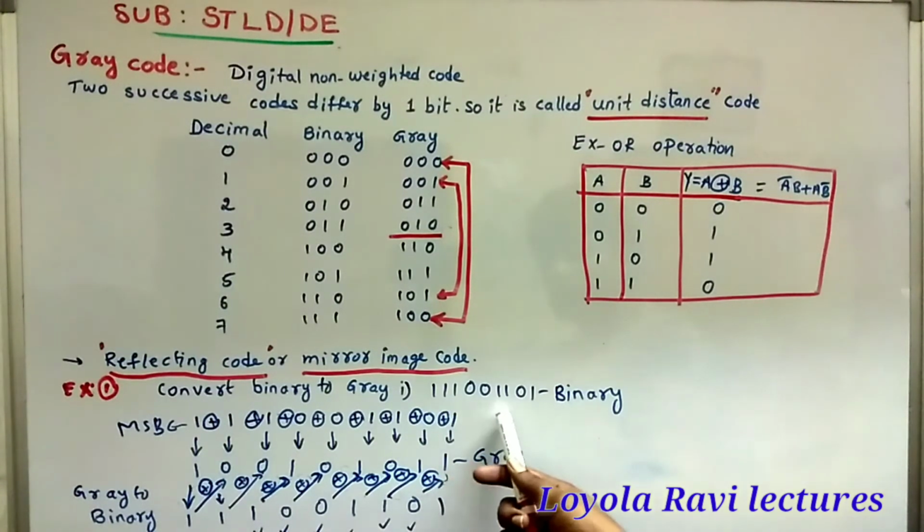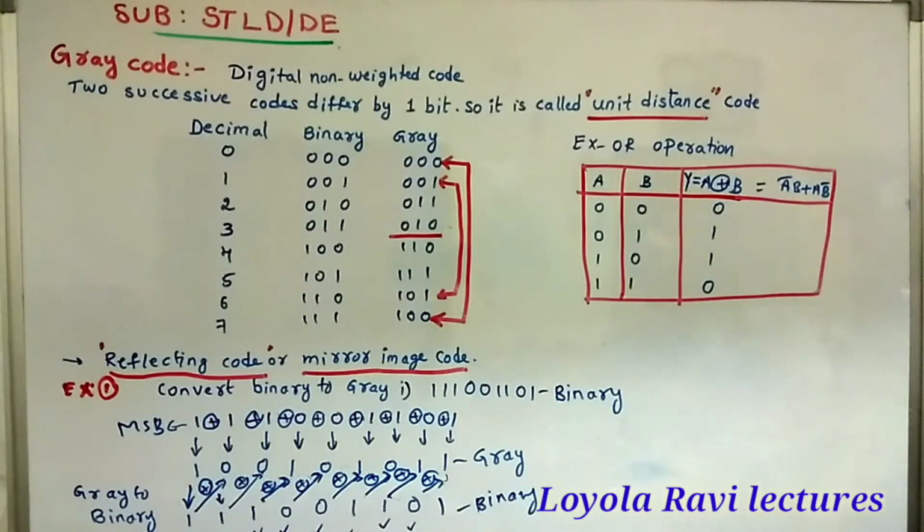So 11101101. This is the corresponding binary number. This is gray to binary and binary to gray conversion.